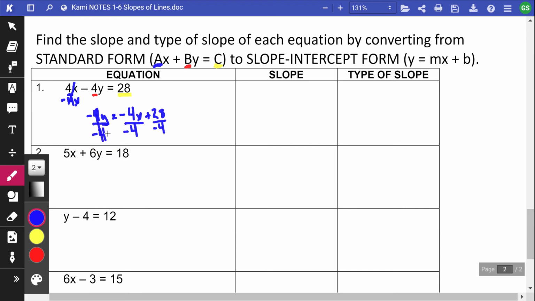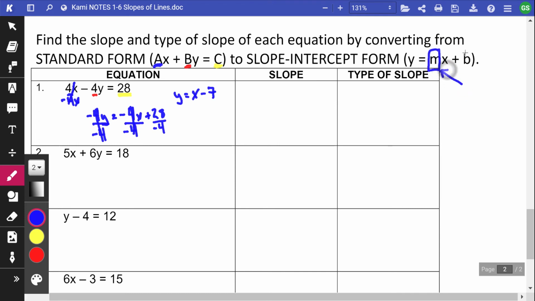This cancels out, so that just leaves me with y. And that's going to be equal to negative 4 divided by negative 4. That actually cancels out too, but remember the x still stays there. So that's going to be x. And then 28 divided by negative 4 is negative 7. So that's my y equals mx plus b form. Okay. So the slope is always in front of the x term. This is your slope right there.